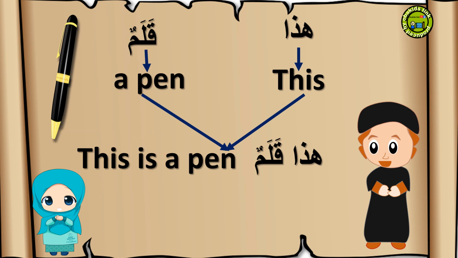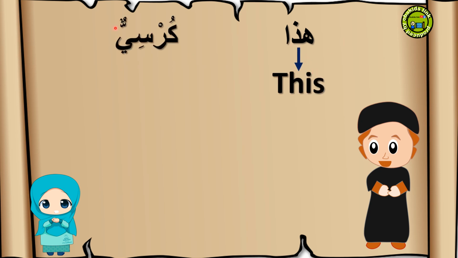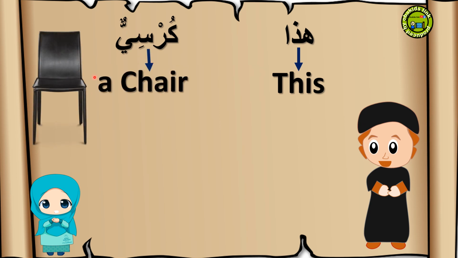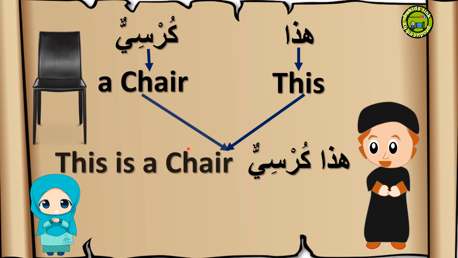Let us move to another example. This is هذا. هذا means this. This is كرسي. كرسي means a chair. Now if we combine هذا and كرسي together, it makes هذا كرسي. Say after me. هذا كرسي. Which means this is a chair.